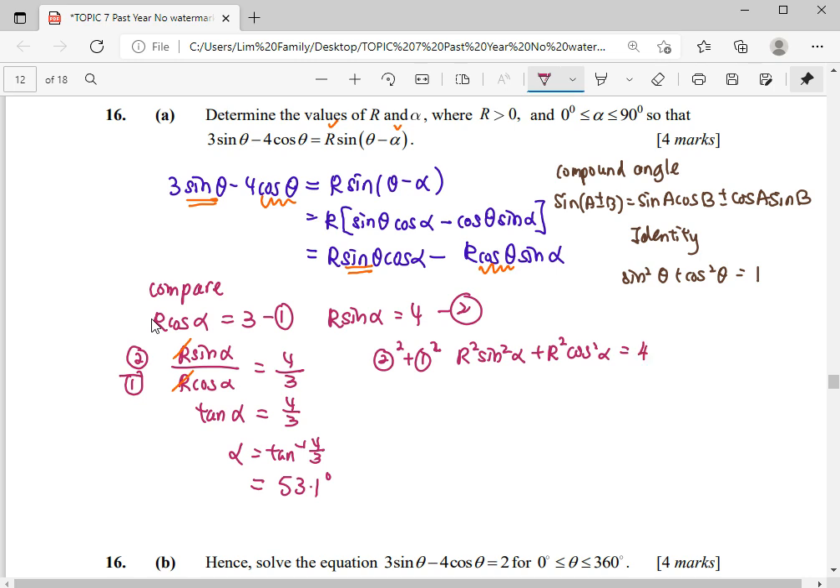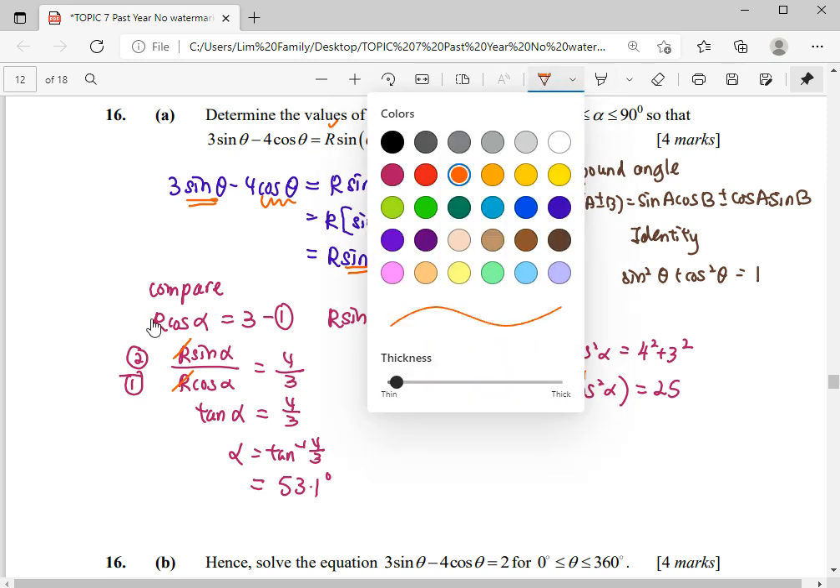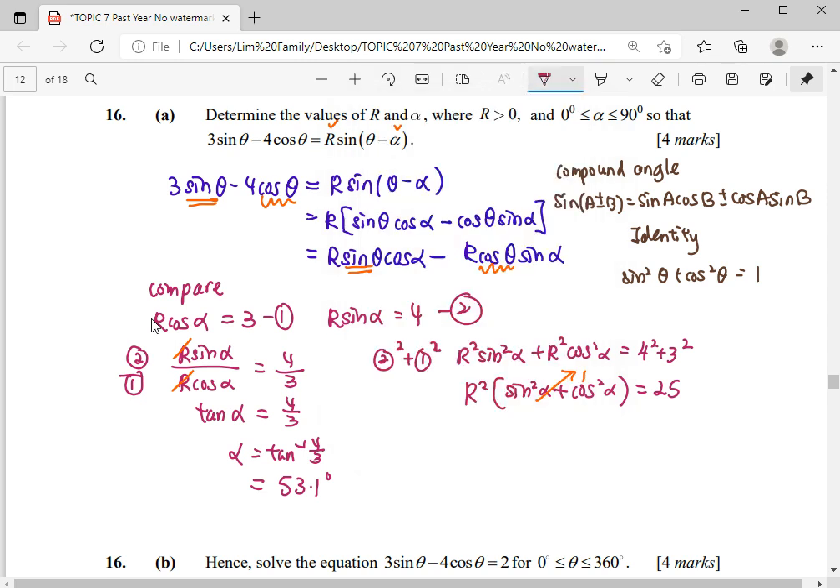The value will be 4 squared plus 3 squared. So we can factorize out our r squared, and then we will see sine squared alpha plus cos squared alpha. So from here we eliminate our alpha, using the identity formula sine squared plus cos squared equals 1. So finally, our value r squared is equal to 25.